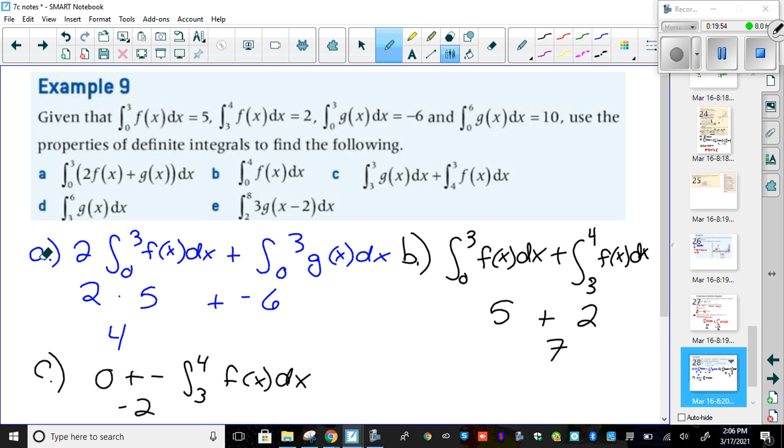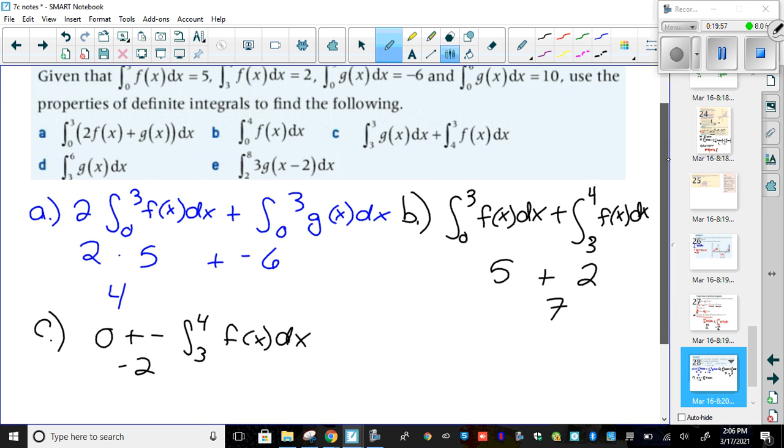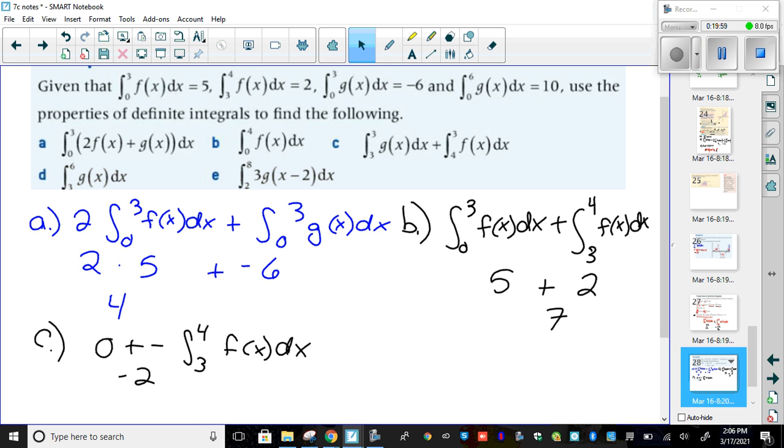So that's 2, which means it's 0 plus negative 2, so that's minus 2. D goes from 3 to 6 of g of x. I have 0 to 3, and I have 0 to 6, but I don't have 3 to 6. How can I get from 3 to 6 with 0 to 3 and 0 to 6? Correct. 0 to 6 minus 0 to 3.